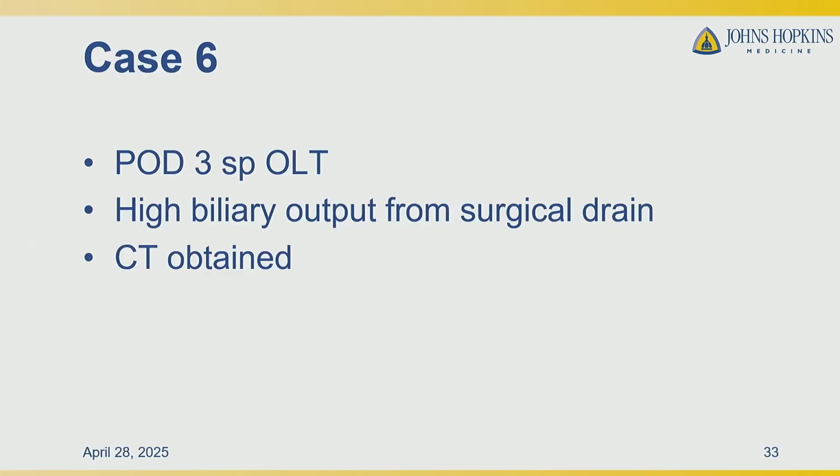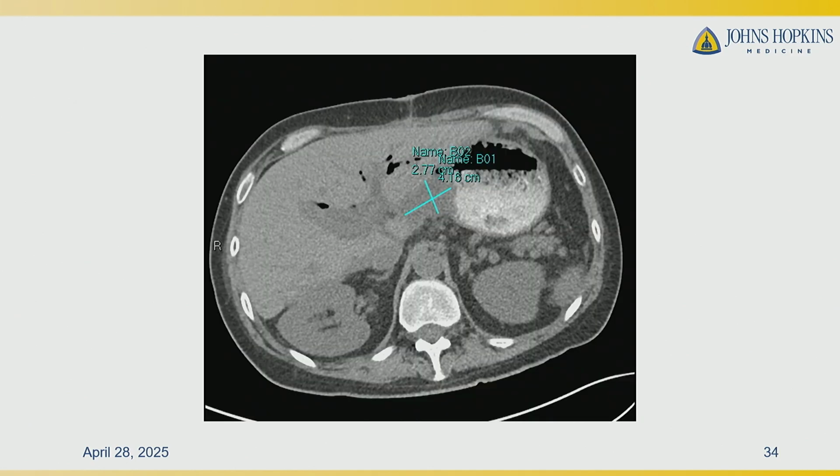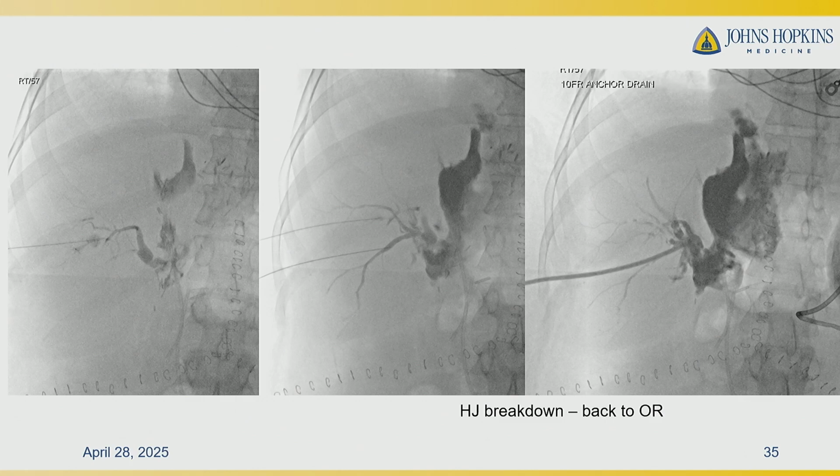Quick case here, post-op day 3, orthotopic liver transplant, high biliary output from surgical drain, CT obtained. We got an axial CT here. You've got a central collection, air in the bile ducts, surgeons and everybody thinking, this is an HJ leak. And this just was a spectacular HJ leak in terms of size.